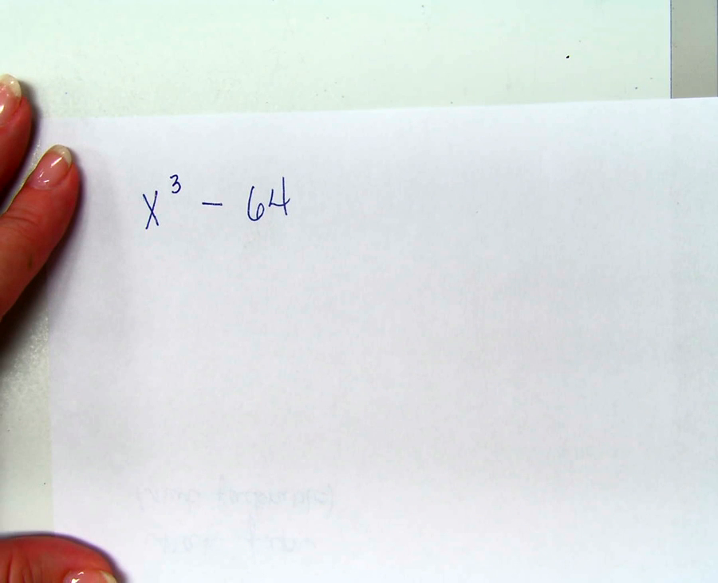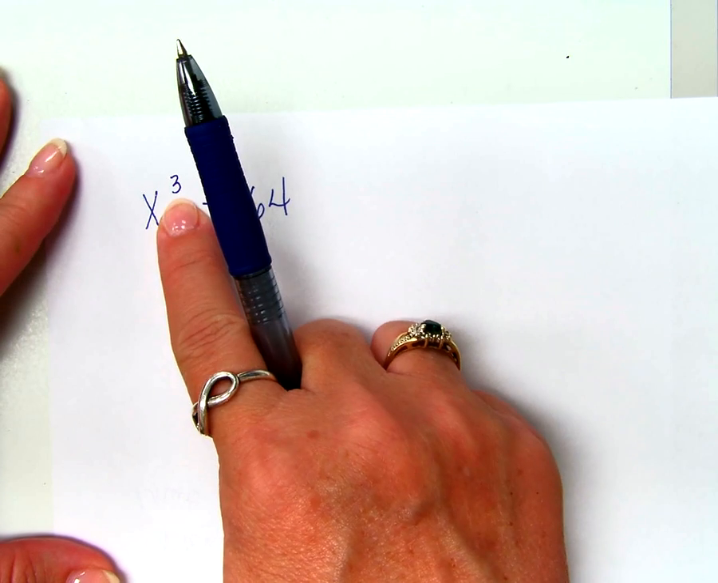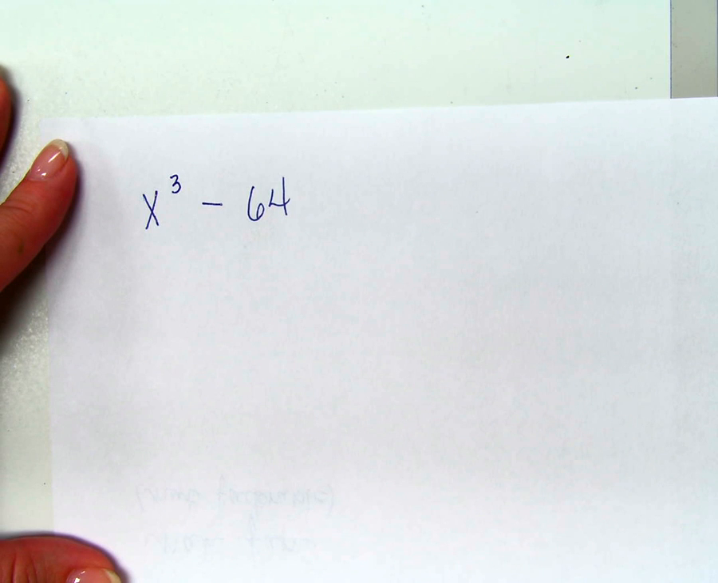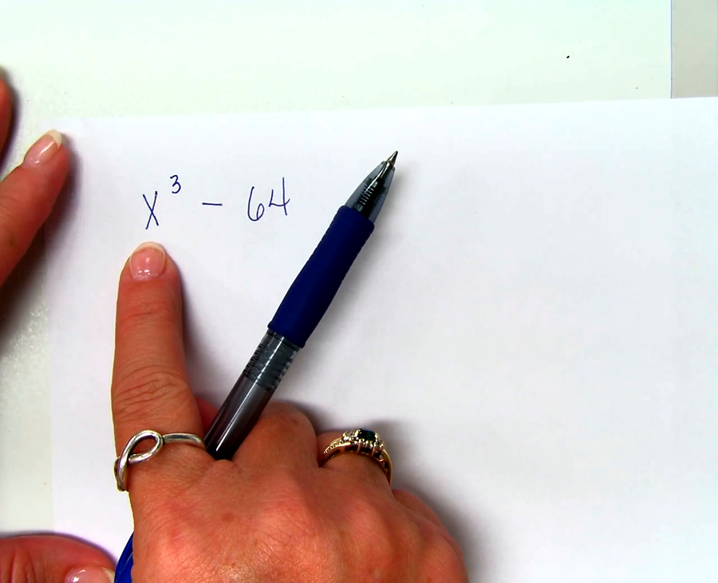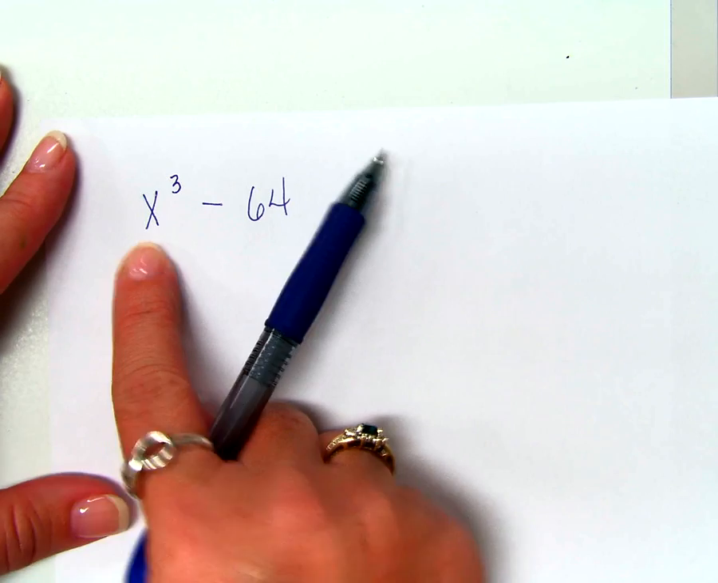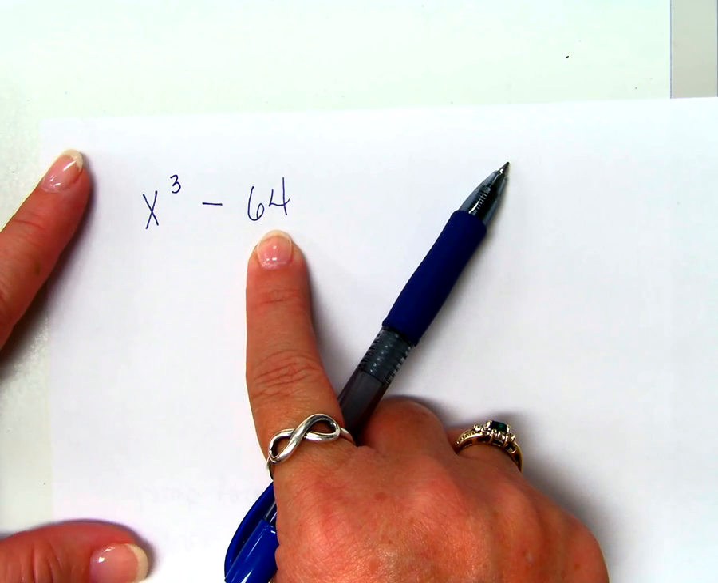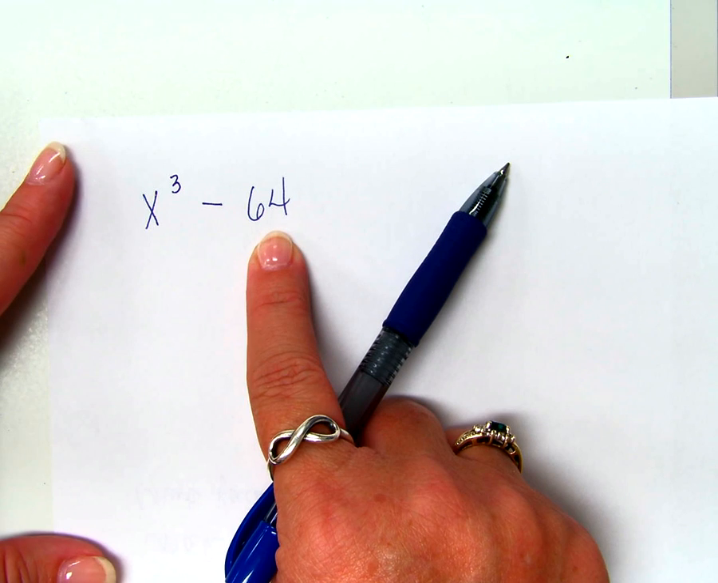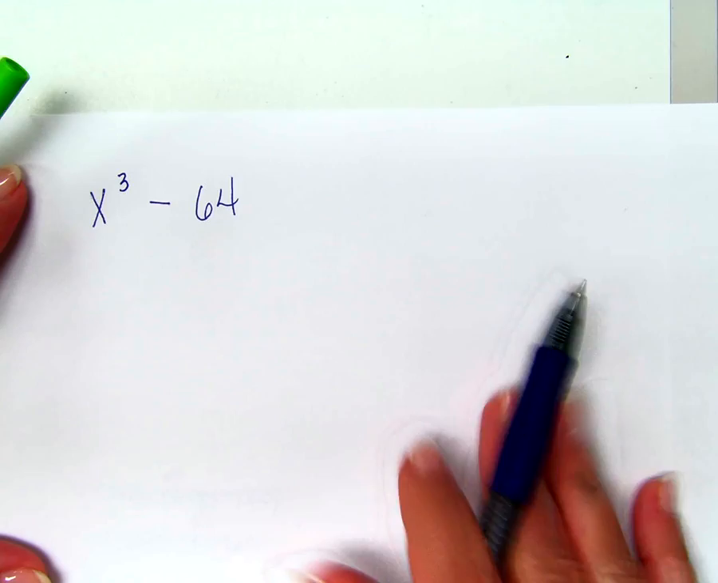Is this the difference of squares? No, because that's not a square. It's the difference of cubes. Are you sure? What times what equals x to the third? x times x times x, right? What times what equals 64? 4. That's exactly right. Gotcha. So here's how you do it. There is a pattern, so let's learn the pattern. Fair enough?